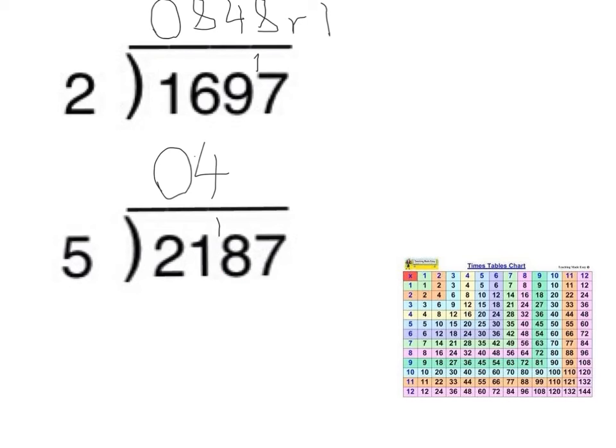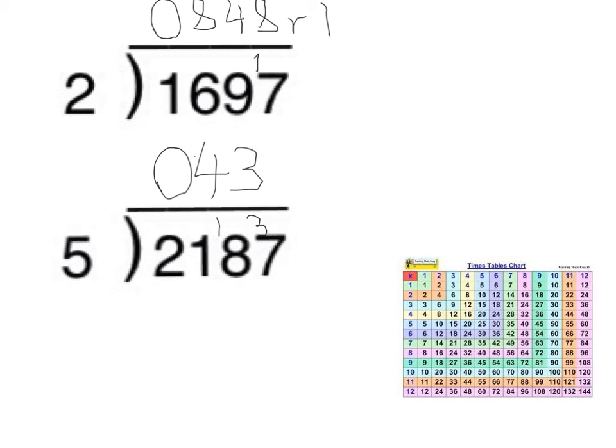So if I have a look at my times table chart, looking at the closest number to 18 without going over in my 5's times tables, I can see that the closest number is 15. The 5 times 3 equals 15, so it fits in 3 times, and there's a remainder of 3. So now I'm looking at this number here, which becomes 37.